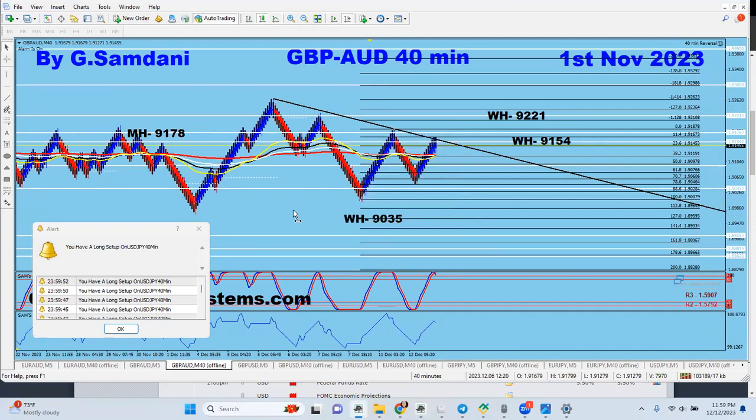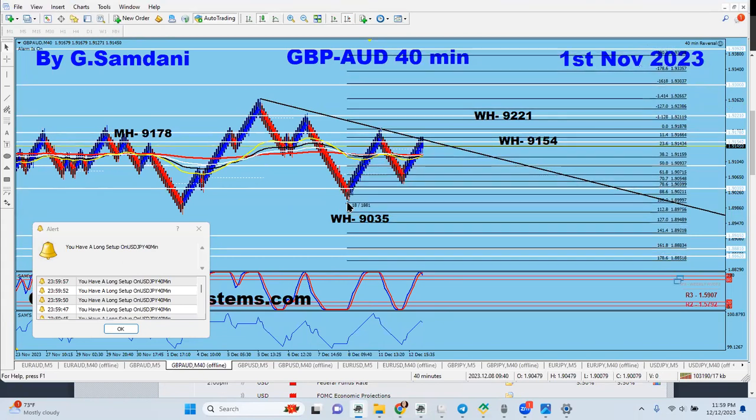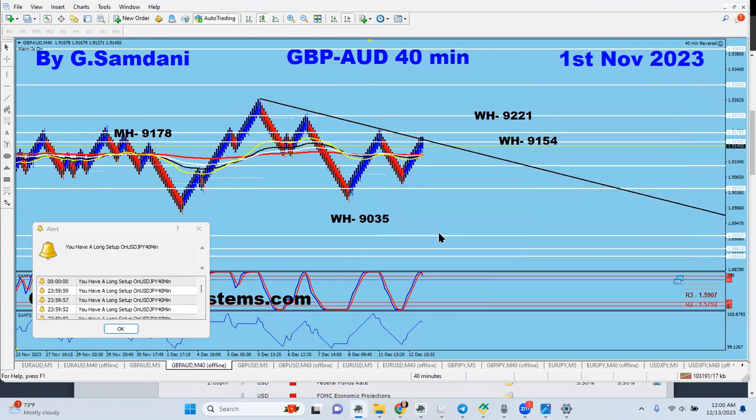The condition we need is a reversal candle here, right? And we might get one. Why?